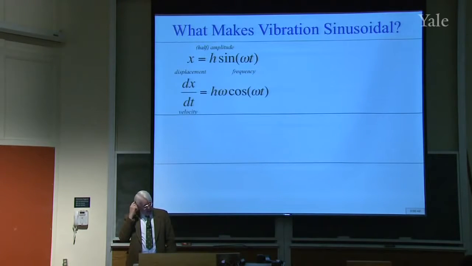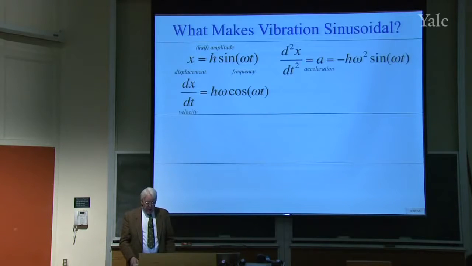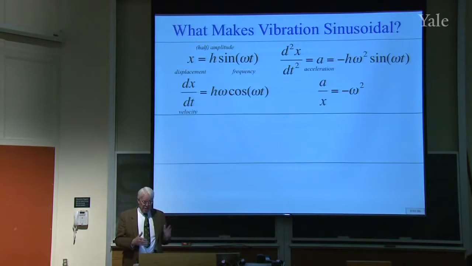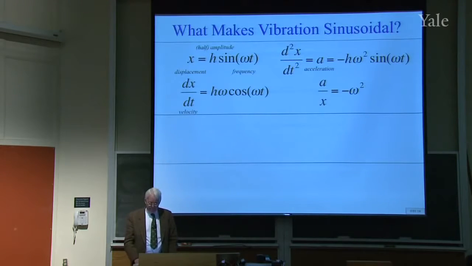Okay, and that says the velocity, the change in position with time, is the derivative of that, so the cosine, right? And the acceleration is the second derivative, so it's that. So from that then, if the motion is sinusoidal, as we said at the beginning, then the acceleration divided by the displacement is minus the frequency squared.